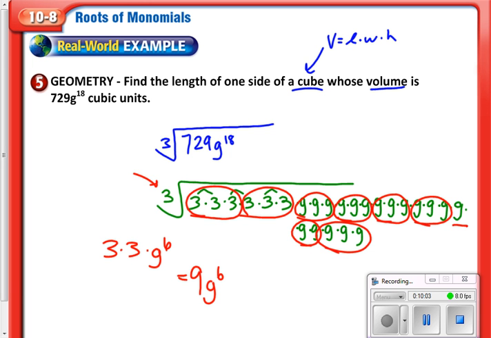Each side length is 9g to the 6th power. And you could check that by simply putting in for length, width, and height, and you would wind up with 729g to the 18th if I multiplied 9g to the 6th power 3 times.